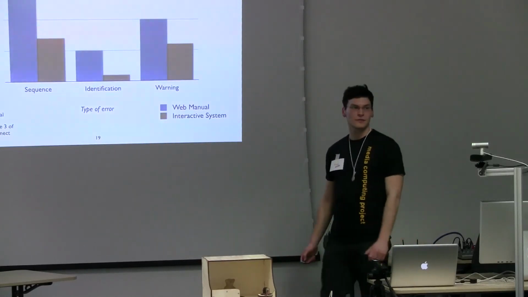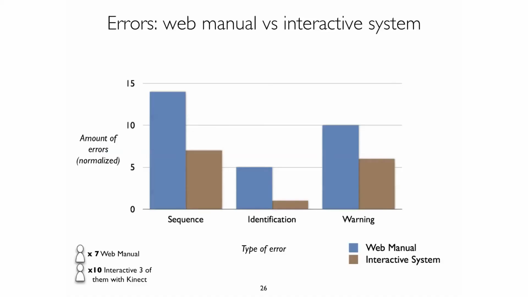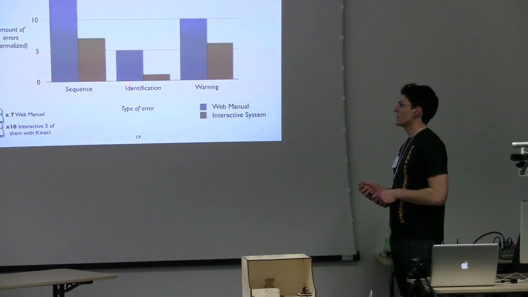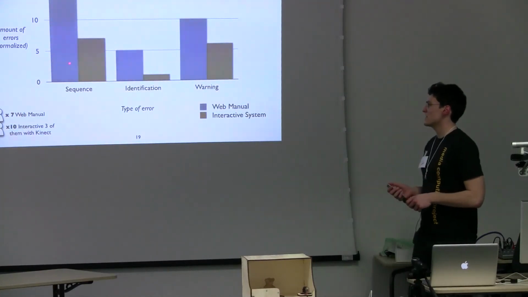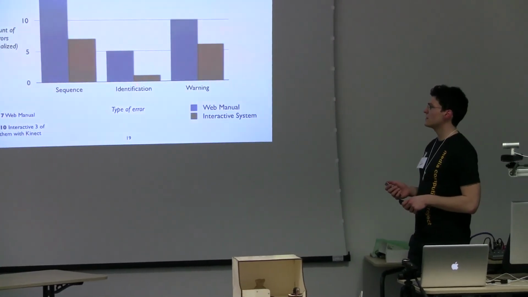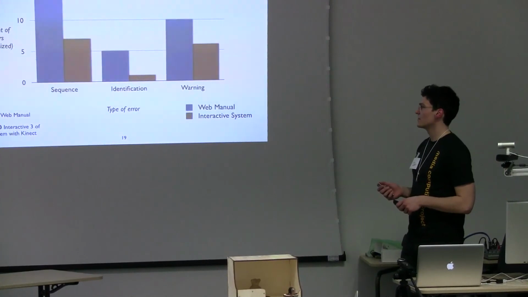So let's find out how our software did in the evaluation. We asked 10 users to assemble the cube using the interactive system. 3 of them used the Kinect, and 7 users did it using the web manual. And we tried to count the amount of errors that they made while assembling it. We normalized the results, and as we can see, using the interactive system, users made much fewer mistakes. The amount of sequence errors and the amount of identification errors also got reduced a lot.